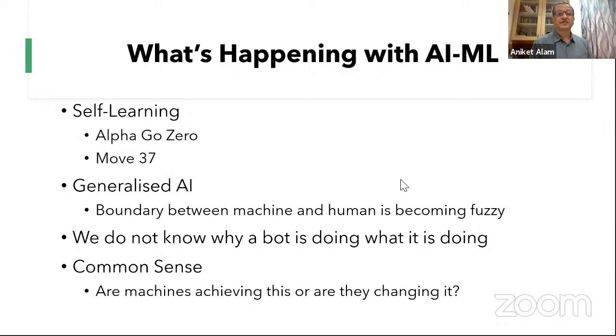Yes. Now, the question is, are machines achieving common sense? Are they changing common sense? What exactly is common sense? What exactly is intuition? Right? These are questions which are now very much open again. I mean, if ever they were closed, but they're open again in a very radical sense.